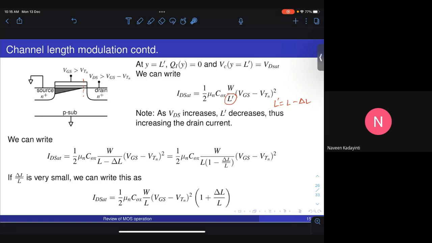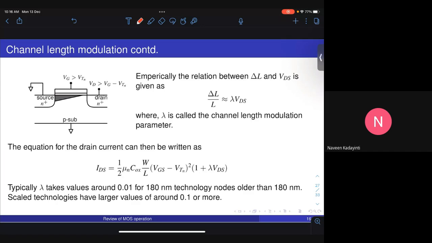Now if delta L by L is small, we can write 1 upon 1 minus delta L by L as almost equal to 1 plus delta L by L. This is just by using the series expansion for 1 upon 1 minus x. There are higher order terms which we are neglecting because delta L by L is small. So then we can write Id sat as 1 by 2 mu n Cox W by L into Vgs minus Vt and the whole square into 1 plus delta L by L.